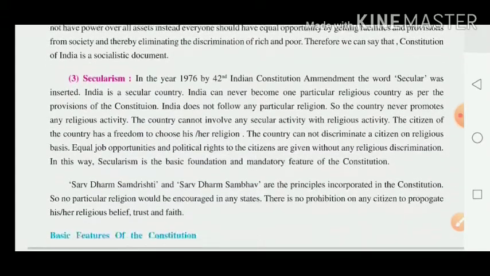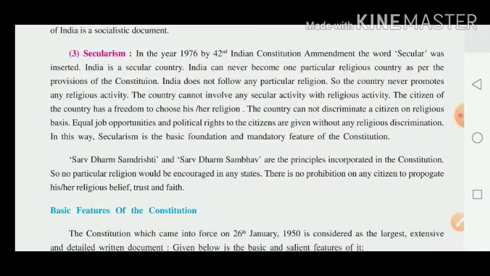Now the next topic is secularism. Secularism means dharma nirpeksha. In the year 1976, by the 42nd Indian Constitution Amendment, the word secular was inserted.